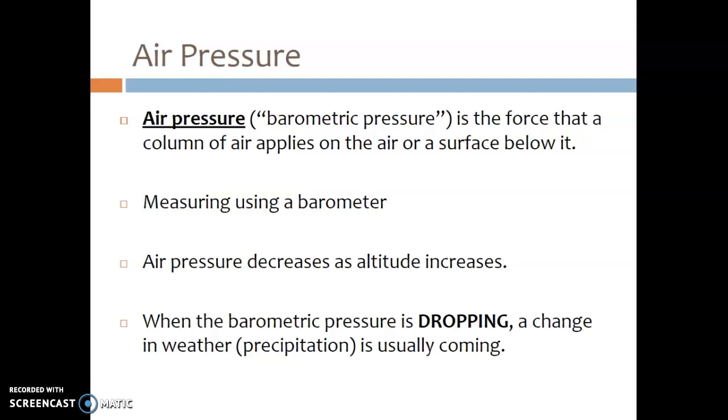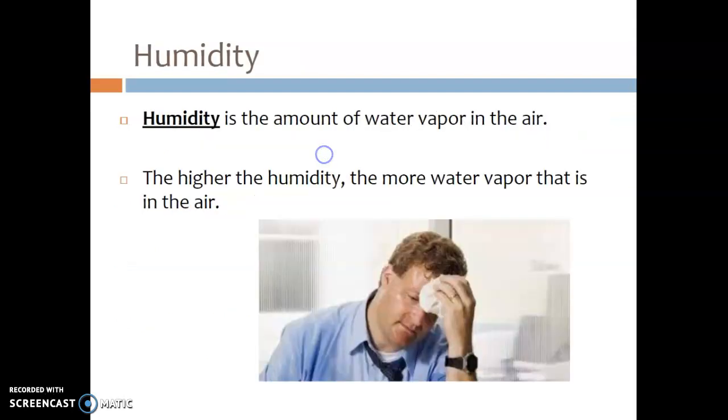We measure it using a barometer, and it decreases as you go up in altitude. So when the barometric pressure is dropping, a change in weather is usually coming. So if we see the barometer dropping and our pressure is decreasing, there's usually something coming, and usually that's going to bring some rain or snow.